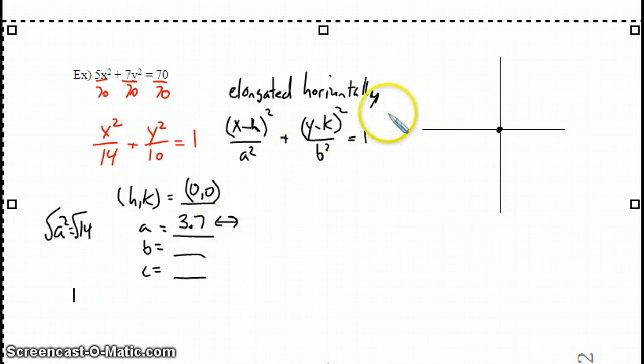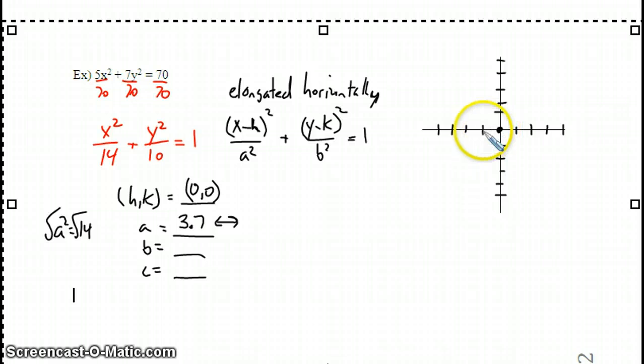I'm going to go 3.7. So 1, 2, 3, 4, 5. So for a we went over 3.7. 1, 2, 3.7 is right about there. That is a vertex. 1, 2, 3.7. That is a vertex.